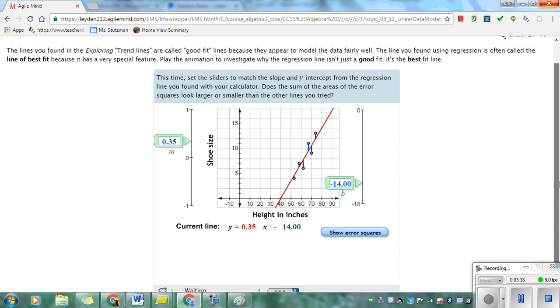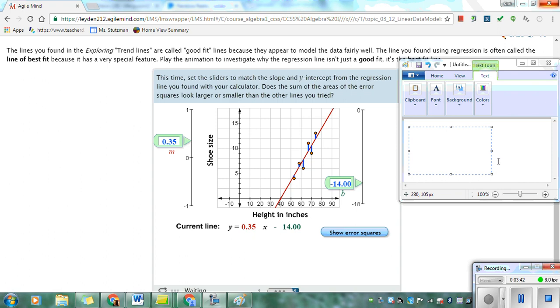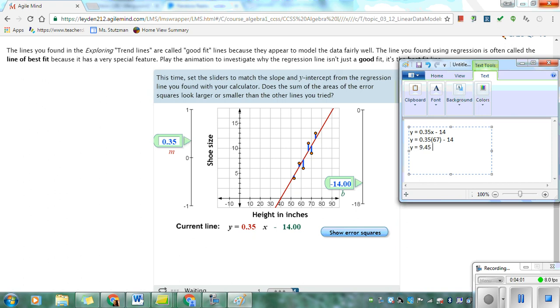Actually, I'm going to show you because I don't like this setup. What I want you to see is if my equation is 0.35x minus 14, and as I said before, your person is 67 inches tall, I want you to plug that in for the x. And then type this whole piece in. What this is saying is that the correct shoe size should be 9.45, which, give or take, is between a 9 and a 9.5 shoe size. I would probably predict a 9.5 shoe size because you're closer to that if I rounded it up.